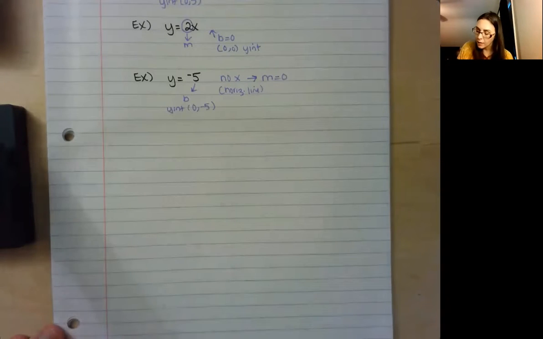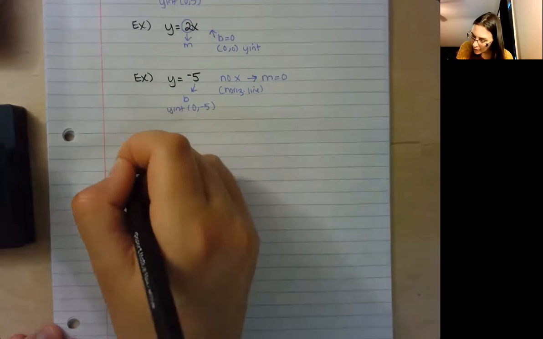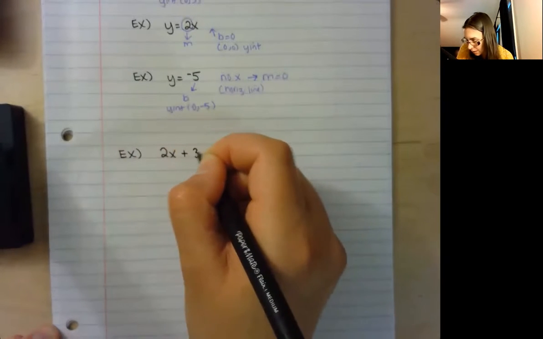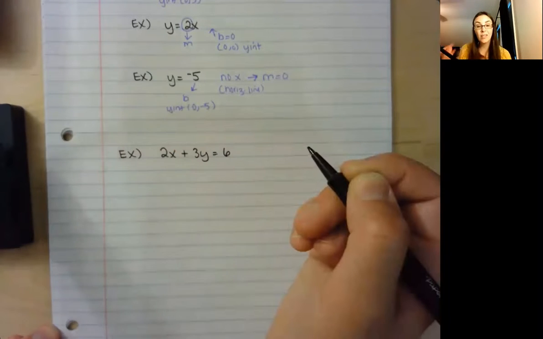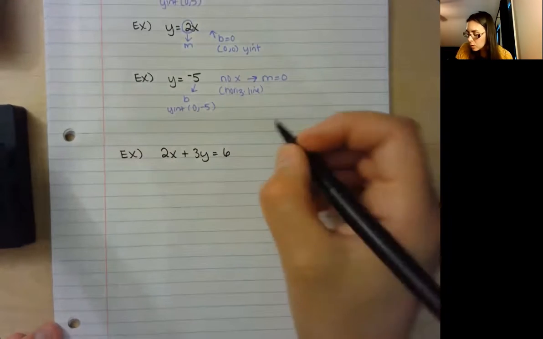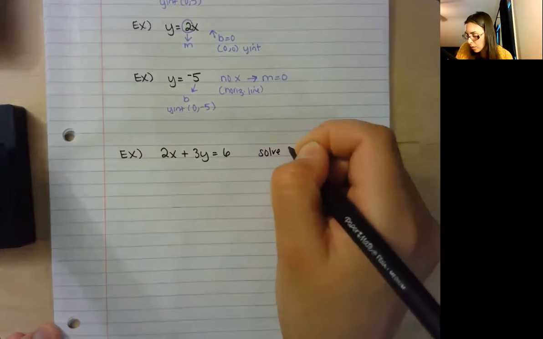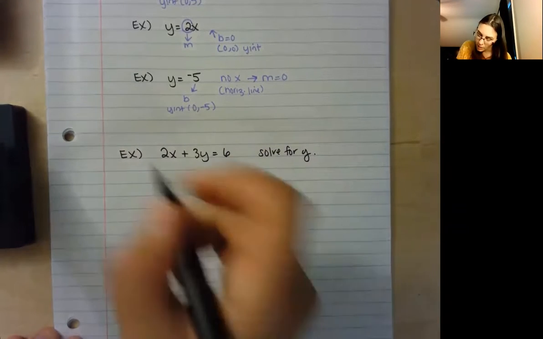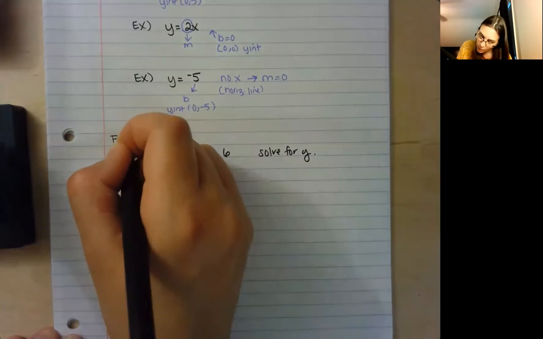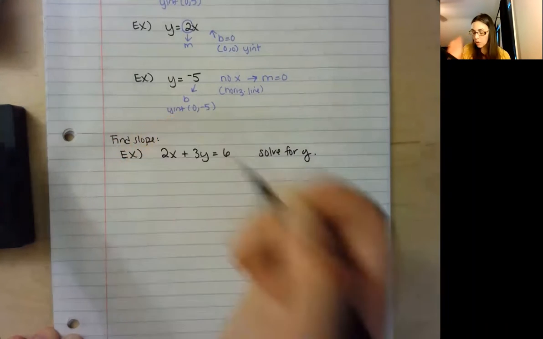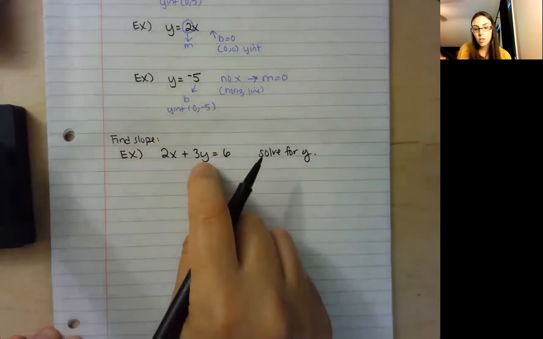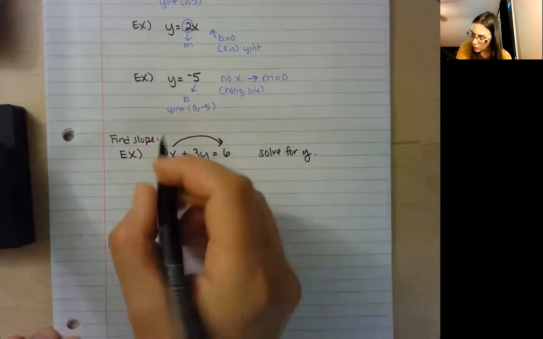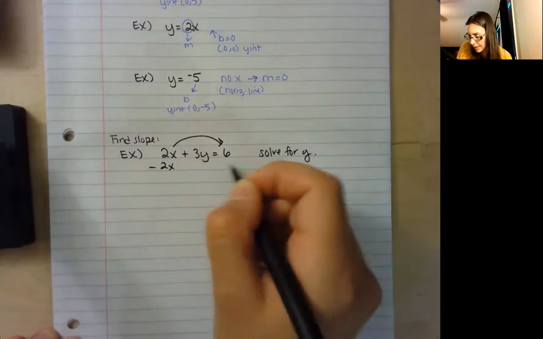Now, if you're not in the right form, so maybe I have a problem and it's 2x plus 3y equals 6, and you want to use this. Well, you can always solve for y to find the slope. So my question here is to find the slope. I want to solve for y, I want y by itself. So the first thing I'm going to do is bring the x to the other side. I'm going to subtract 2x from both sides.